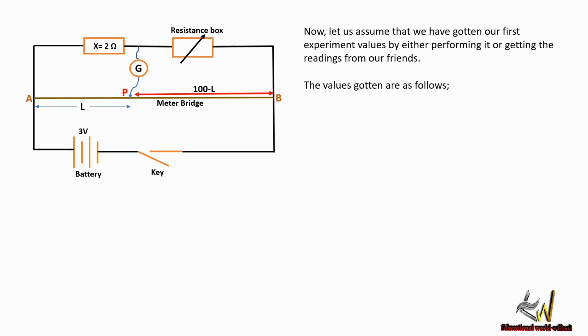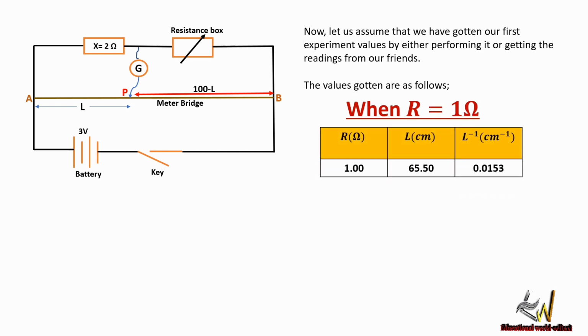Now the values gotten are as follows. When R is equal to 1 ohm, then we have that L is equal to 65.0 centimeters and the inverse of L is equal to 0.0153 per centimeter.